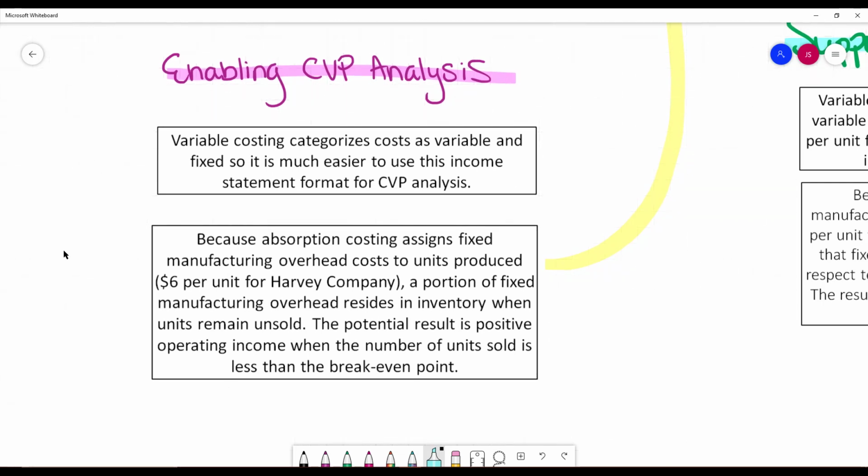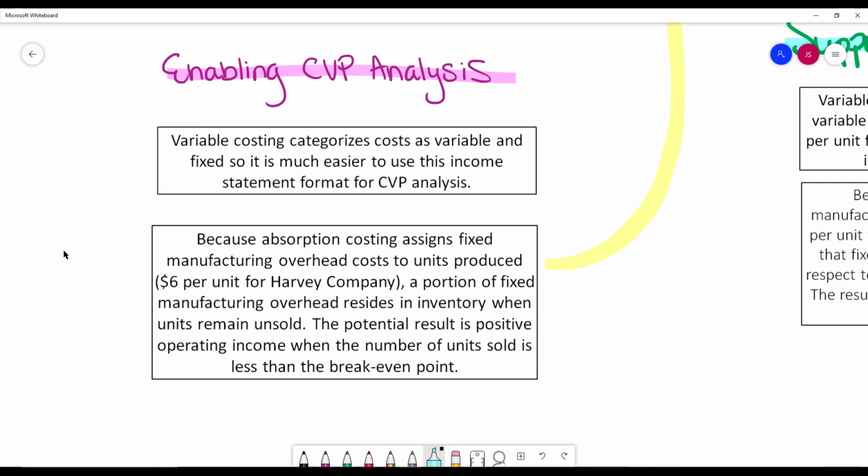So let's take a look at enabling CVP analysis. Remember, one of the major motivations behind using variable costing is that it enables us to do the CVP analysis that we learned about in Chapter 5: break-even analysis, target profit analysis, CM ratio, and so on and so forth. Variable costing categorizes costs into their cost behavior categories, either variable or fixed. So when it's set up in that way, we can conduct CVP analysis.